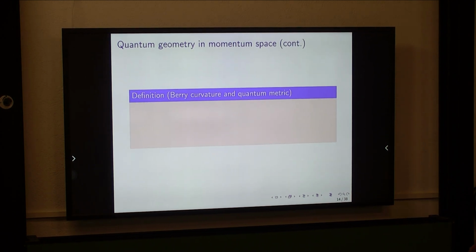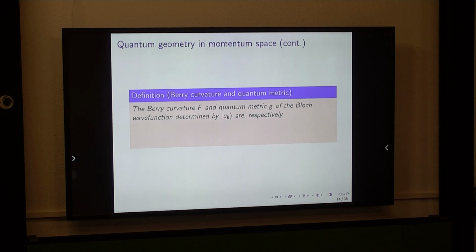Definition: Berry curvature and quantum metric. The Berry curvature F and the quantum metric G of the Bloch wave function determined by U sub k are, respectively, the pullbacks: F is the pullback of 2i omega FS, and therefore is the curvature of the pullback bundle. So you use that map to pull back the tautological line bundle, and you get F. And G is the pullback of Fubini-Study. Okay.